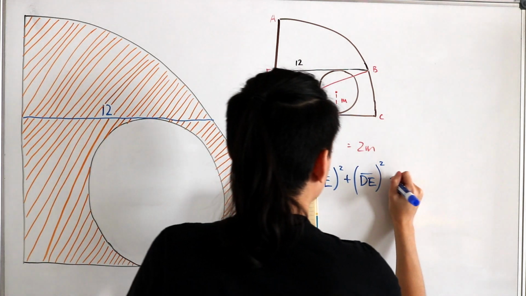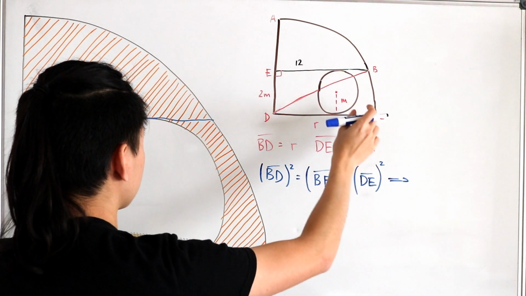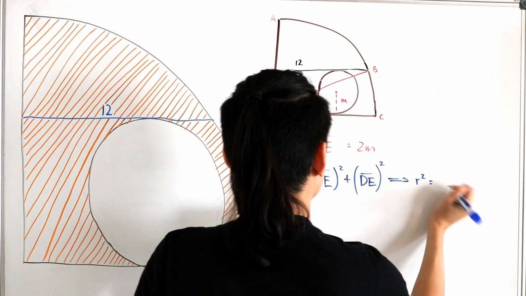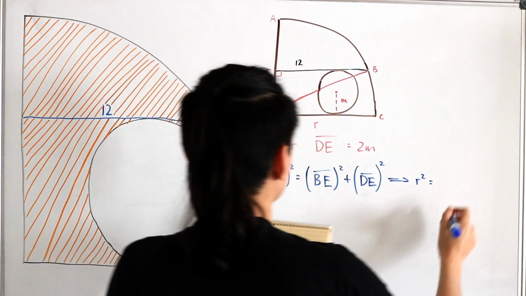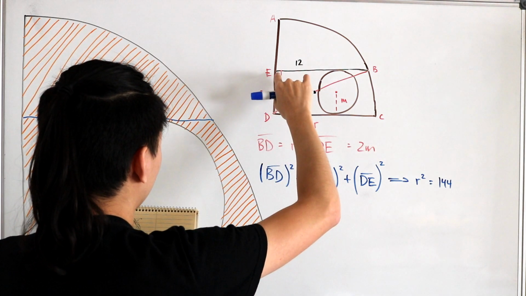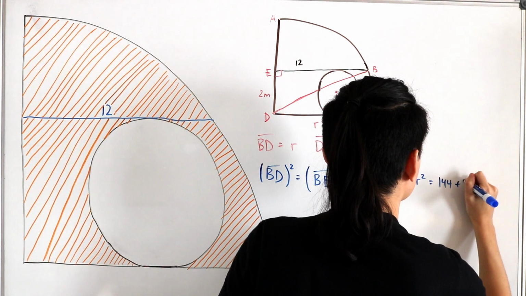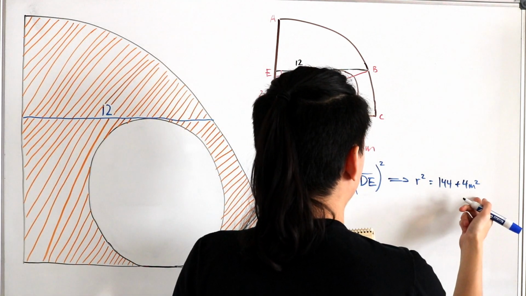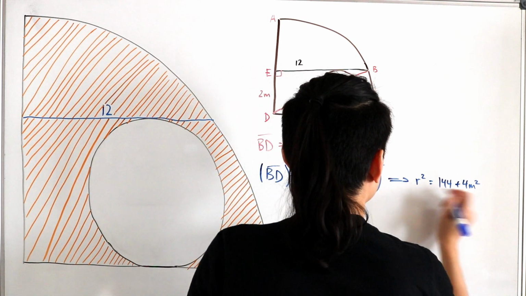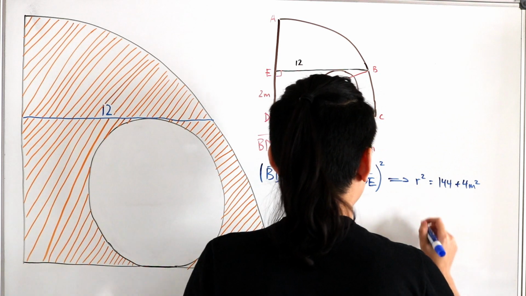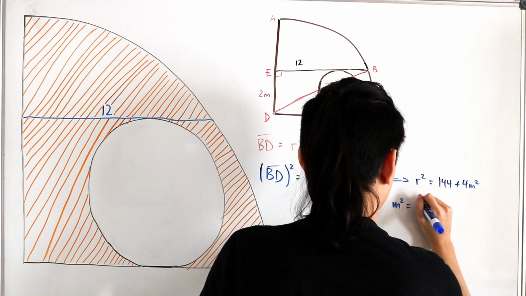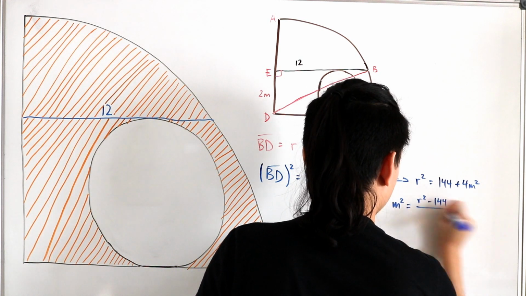Then from there we can substitute our lengths. BD is R, so we have R squared, set equal to length BE, which is 12 times 12, that's 144, plus 2m squared, so plus 4m squared. Now let's do a little algebra and get m squared by itself; you'll see why we want m squared by itself. I subtract 144 and divide by 4 on both sides. So m squared is equal to R squared minus 144, divided by 4.